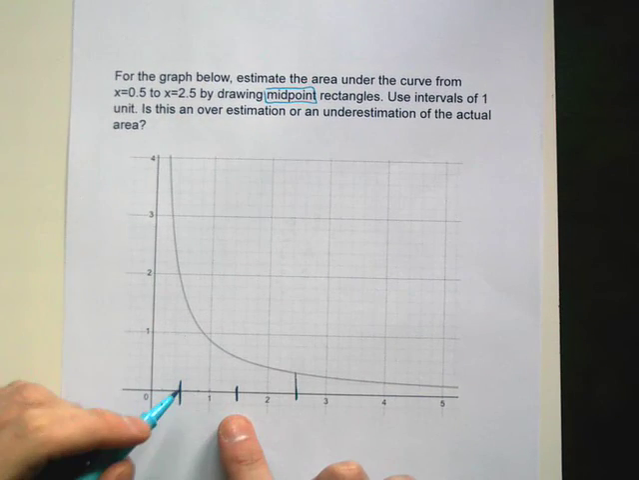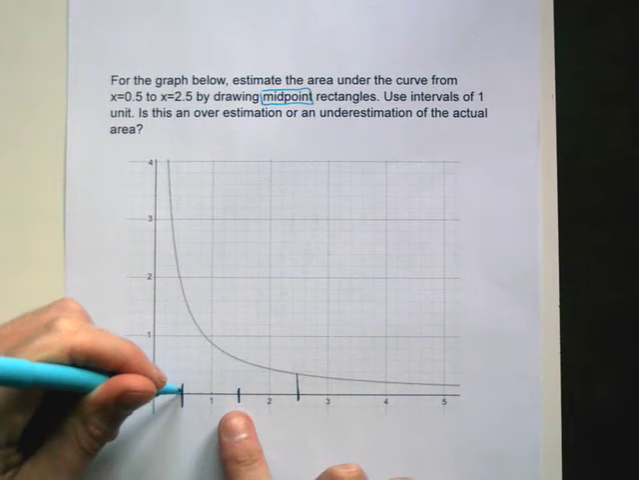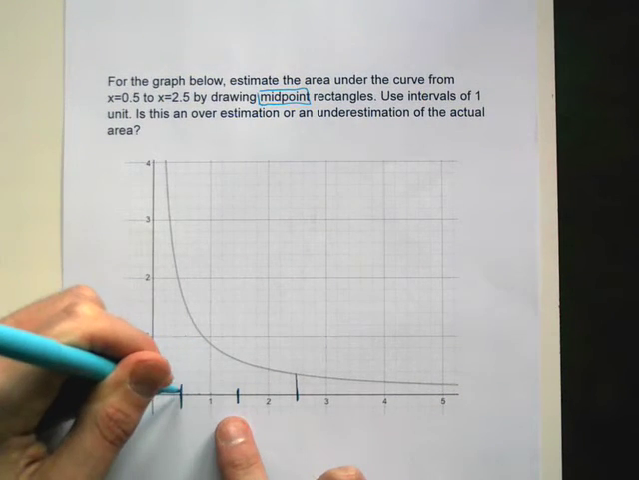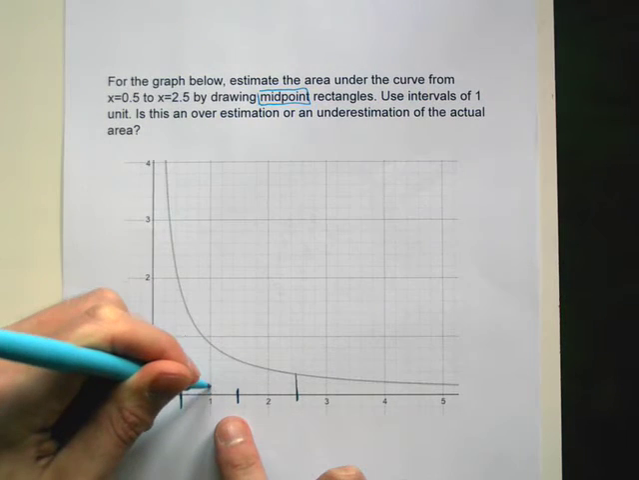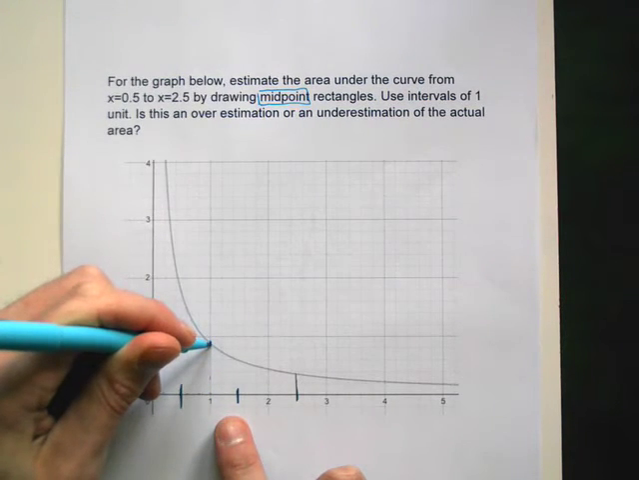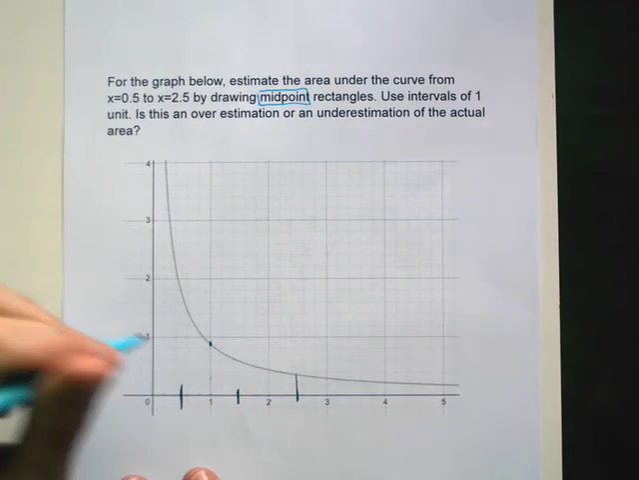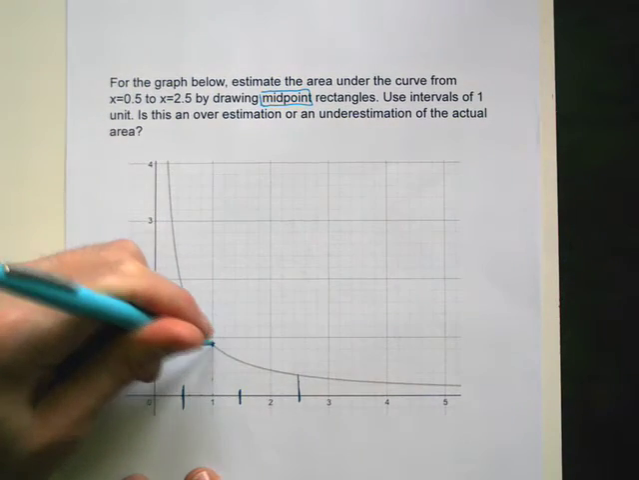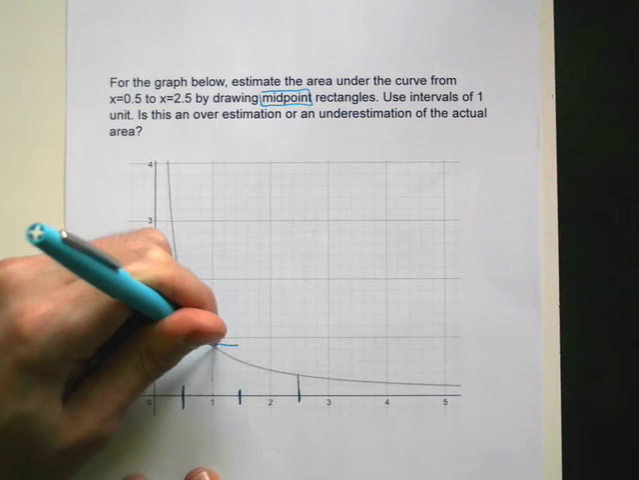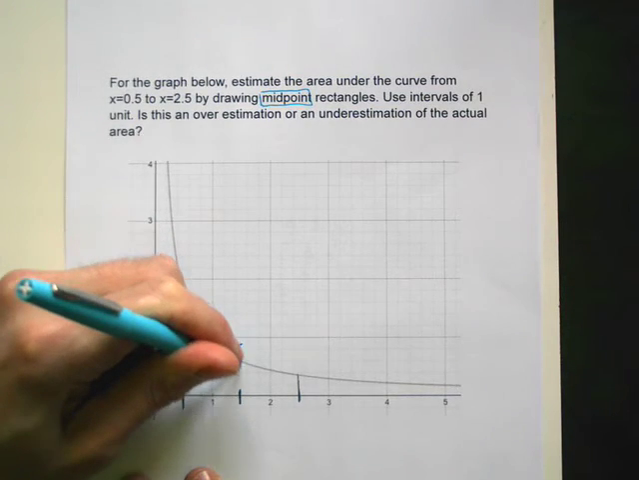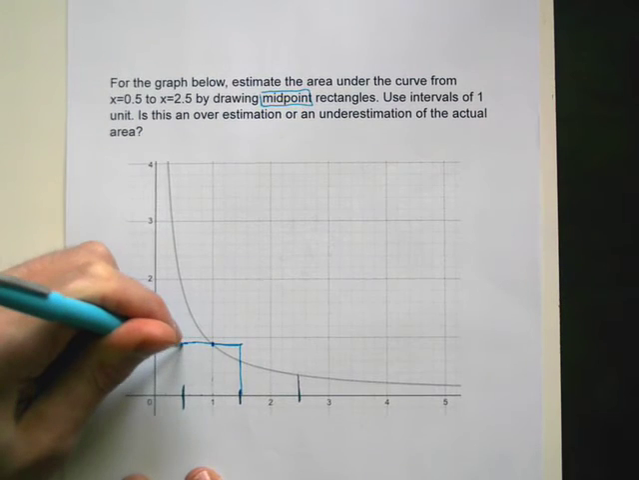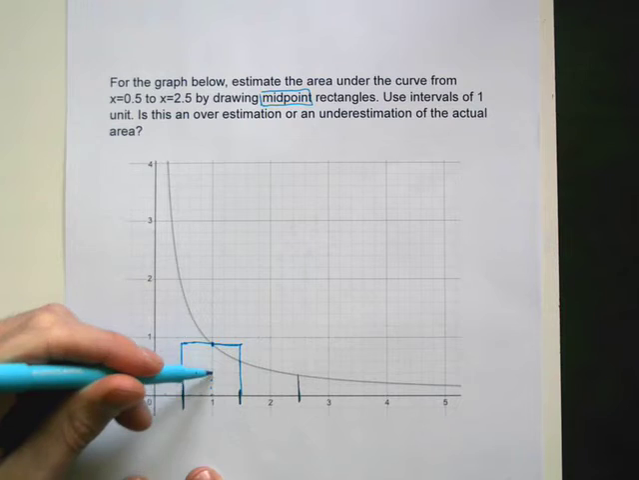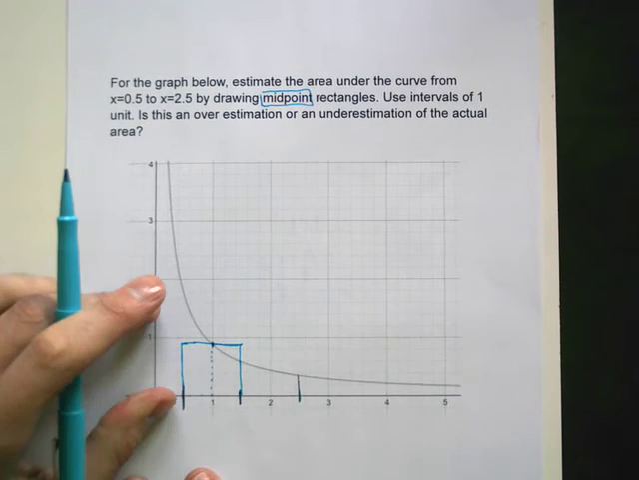So let's look at this first rectangle, for example. We know this is a side, this is a side. Halfway between those would be the midpoint, which is right here at 1. That's going to meet the curve right here. And I just need to extend that top out, if I could draw a straight line, to meet the edges of that rectangle. So now you're seeing that it's the midpoint of that rectangle that's meeting the curve.